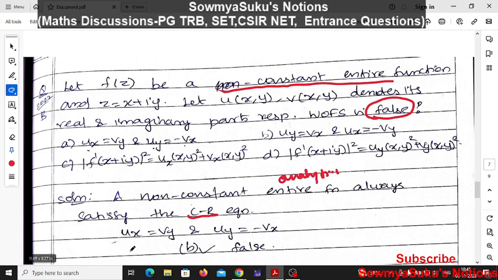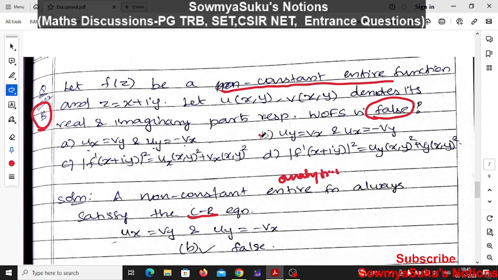The CR equation is ux equal to vy and uy equal to minus vx. This is from part B of the question, right? So we can see the first option is right: ux equal to vy and uy equal to minus vx. But the question here is the false one. Here it is opposite: uy equal to vx. This is the wrong option.